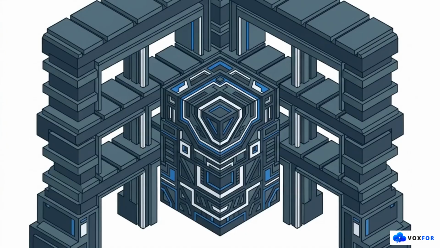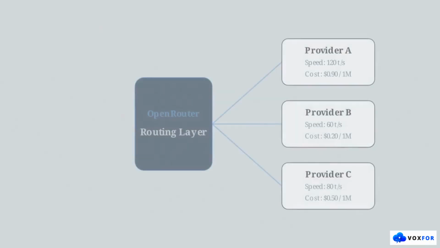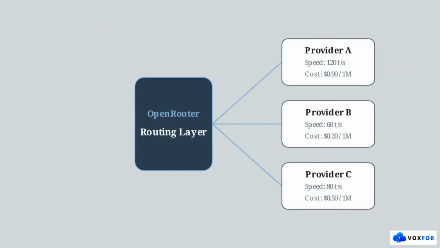To see how this operates, let's follow a single prompt leaving your application. When it arrives at OpenRouter's gateway, it enters a native 3-layer architecture. The first critical stop is the routing layer. Think of this as an intelligent traffic controller that analyzes the parameters of your request in milliseconds.